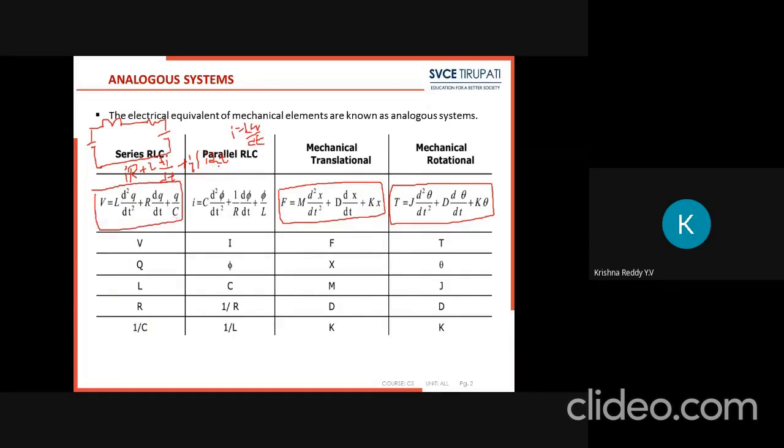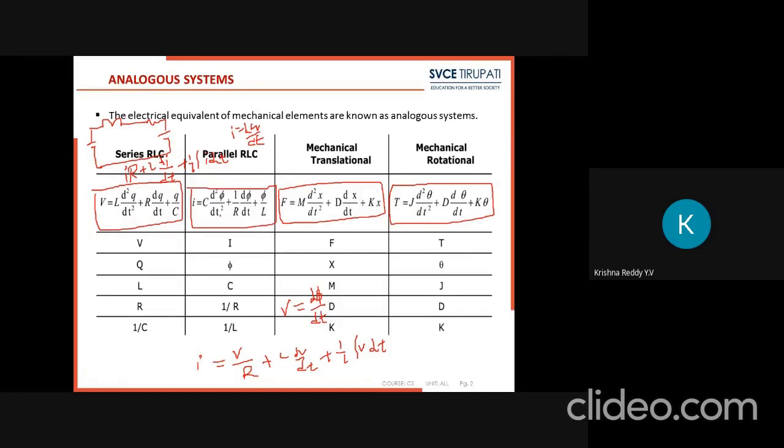Similarly, when you take a parallel RLC, the applied current equals V by R plus C dV by dt plus 1 by L integral of V dt. The voltage is nothing but the rate of change of flux linkage, d phi by dt. When you substitute that value in this equation, we get I equal to this expression.